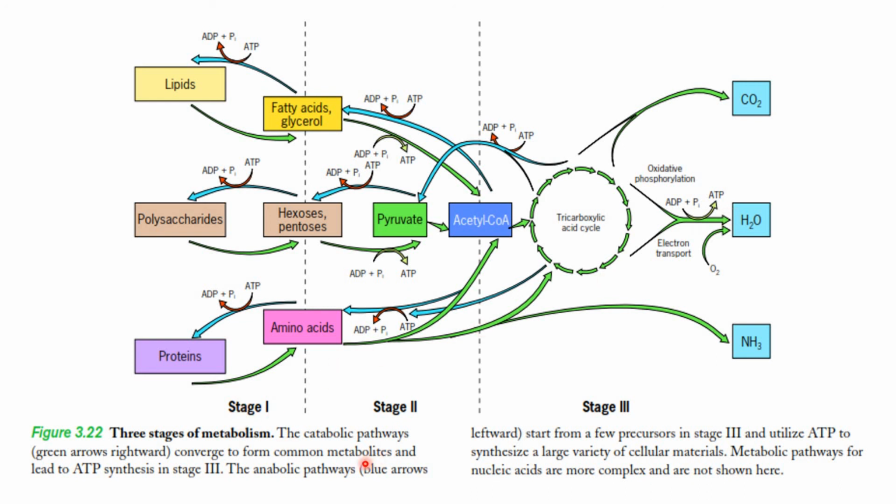The anabolic pathways naman, so halimbawa from this path going to pyruvate, going to hexoses and pentoses to polysaccharides. So yeah, they start from precursors in stage 3, and they use up adenosine triphosphate, such as in this case. Ayan siya, ATP, adenosine triphosphate, became adenosine diphosphate, and phosphate is released, using up energy. Okay, same process for here, used up energy, and then same process here, it used up energy. So the metabolic pathways for nucleic acids are much more complex, and they are not shown in this illustration.